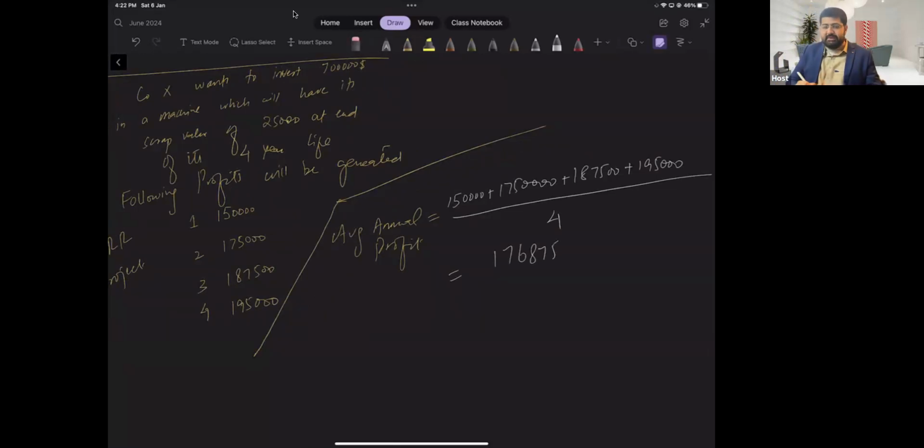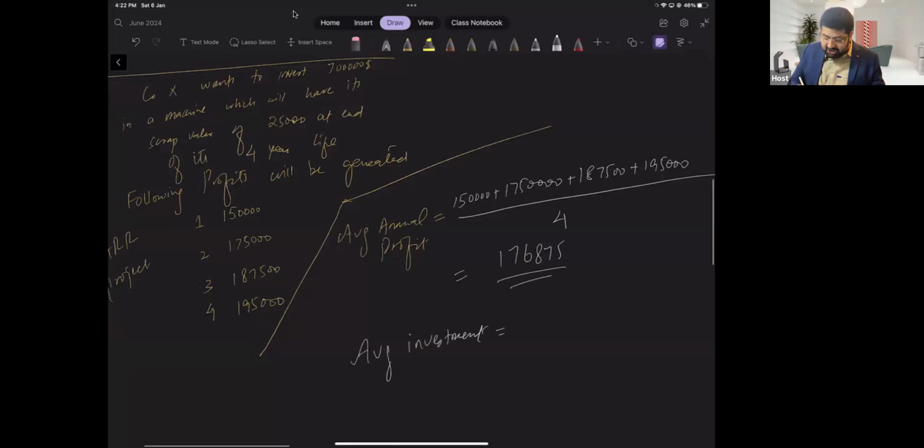$176,875. Good. Thank you. This is average annual profit. Now we need average investment. That is initial investment plus scrap value divided by 2. Yes, what is its answer?